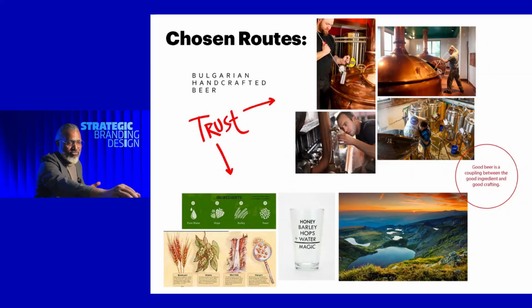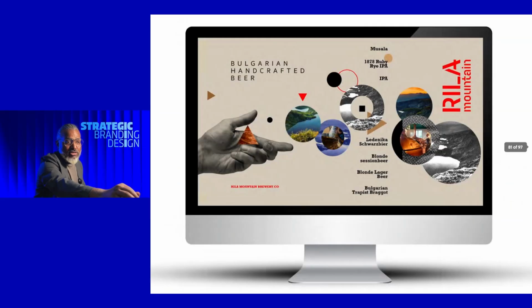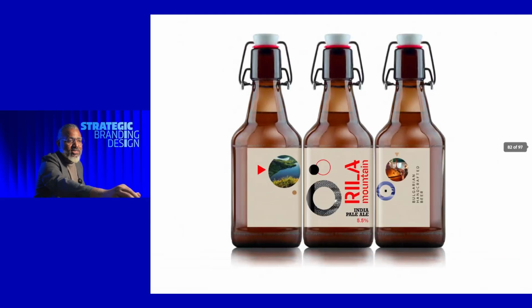And of course, there's a lot of churning that happens. And finally, you settle for a route. The chosen route is trust: Bulgarian handcrafted beer. The trust is a driver. Keep that route and create the visual manifestation, packaging design, and their website.